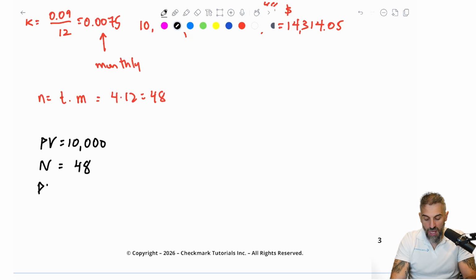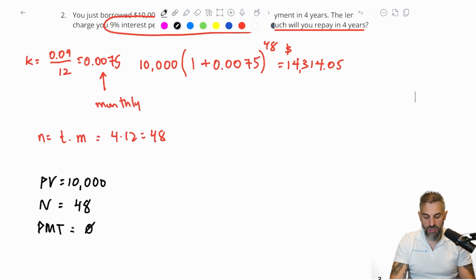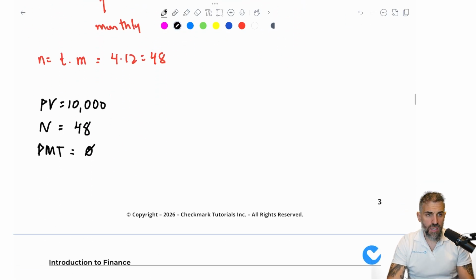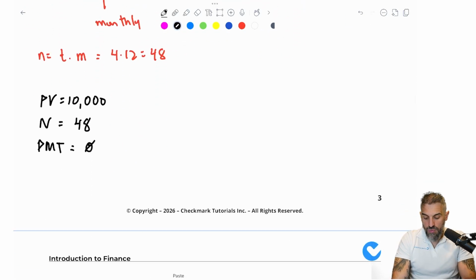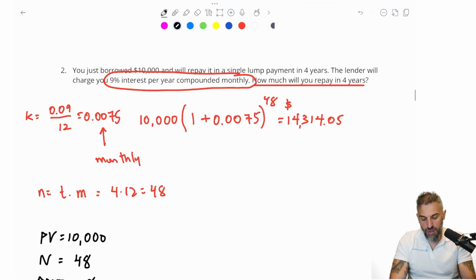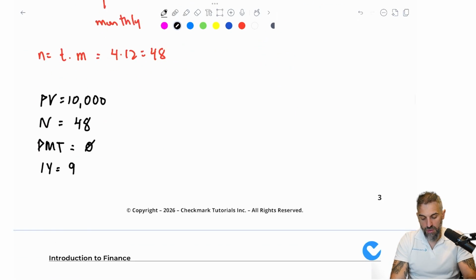There is no payment in this question, right? There was no recurring payment. And so just set that to 0 for now. Now, the way that the rates work on the calculators, the IY is your APR. It's basically this number, the 9. Whenever you're entering a rate into your financial calculator, you enter it as a percentage, not as a decimal. So you enter 9, not 0.09.